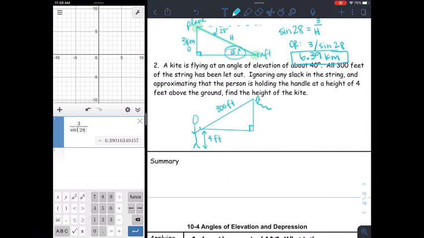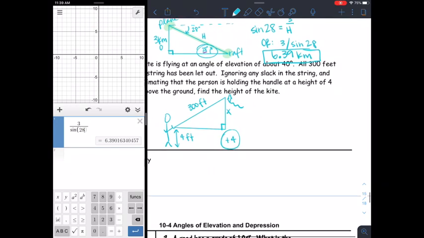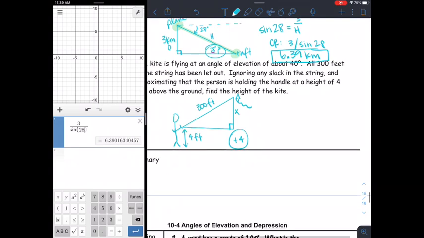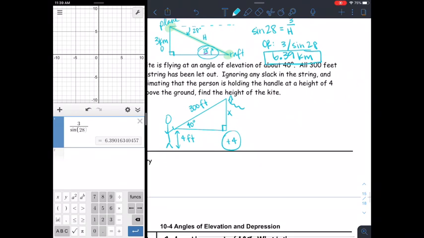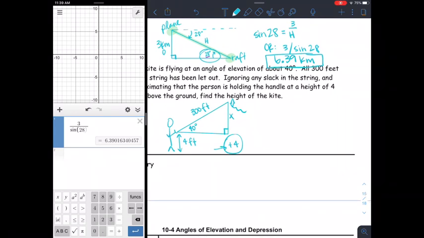So whatever we get for our height over here, we're going to have to add that 4 feet to it. It tells us that our angle of elevation is 40 degrees. I'm going to place that here. And now we're just going to solve for x and then make sure to add that 4 feet to the bottom.